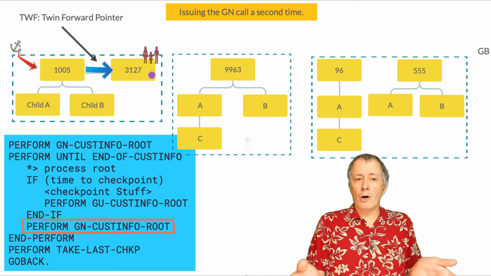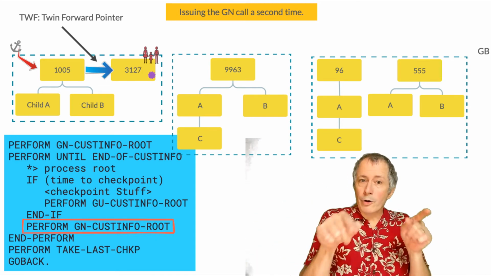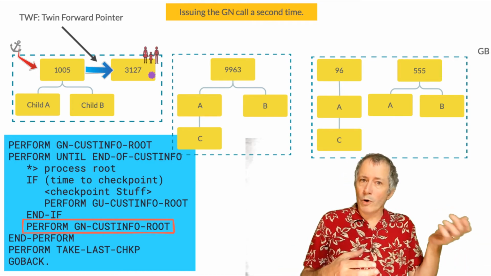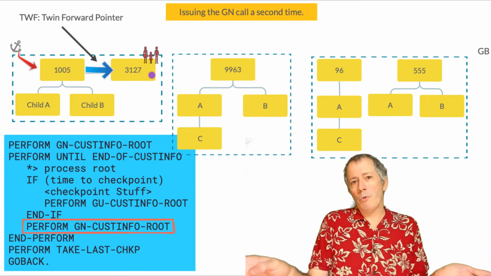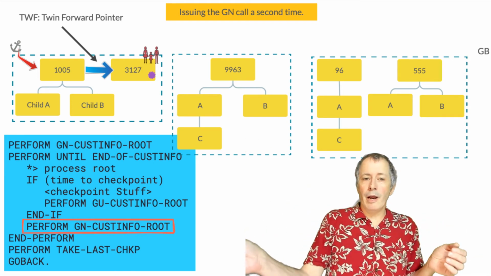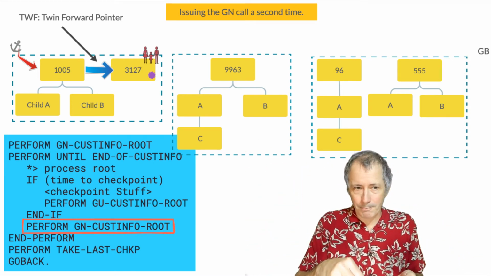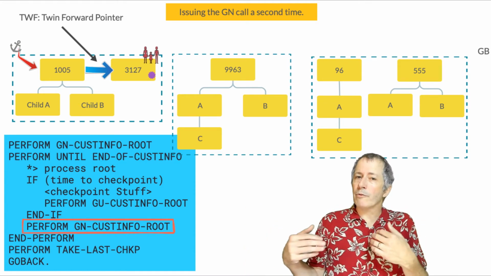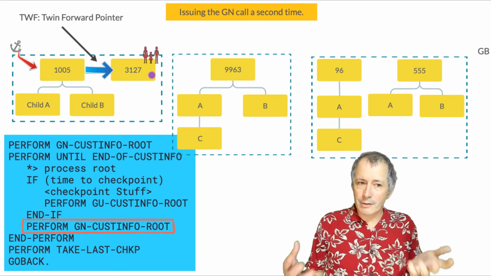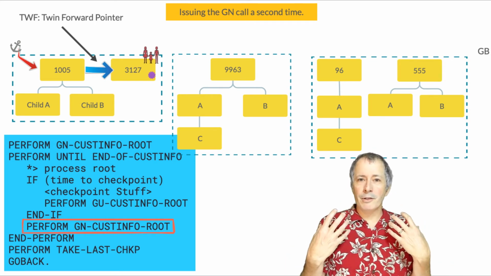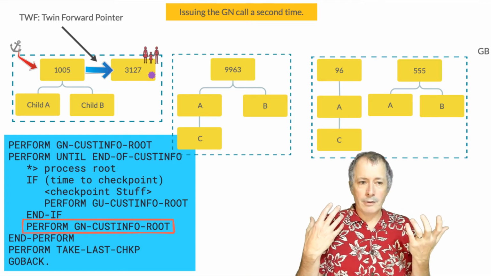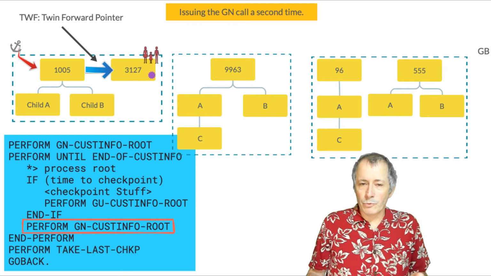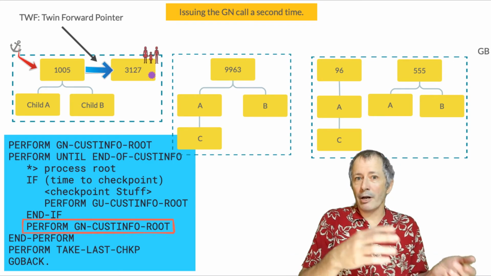The program issues a call to get another root. Now there are two roots in RAP/CI11. Root 1005 has a twin forward pointer that points to the next root in this root anchor point. IMS follows this pointer to get the root with a key of 3127. IMS returns the data for this root. The status code is spaces. The parent is on the root with a key of 3127 and the position is on the same root.